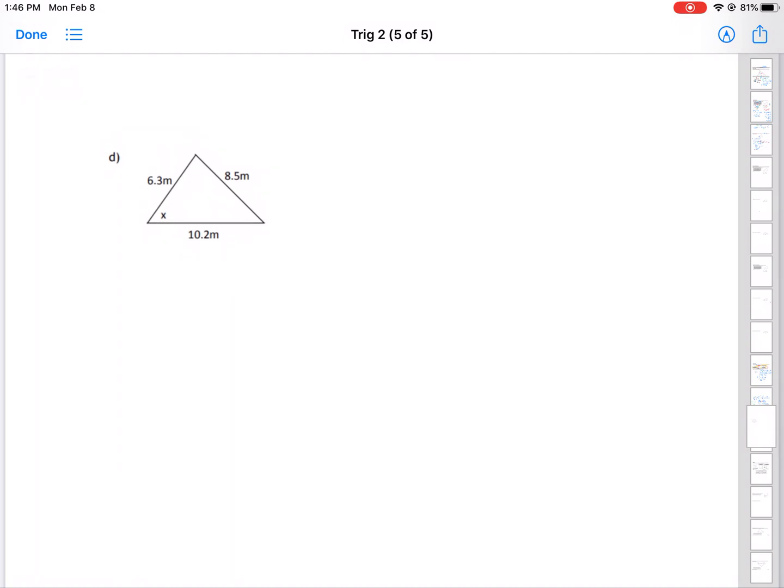Okay, the next one here, we have now got 3 sides of this triangle. Now we don't have another angle, therefore we can't use the sine rule because we need another angle to use the sine rule. Okay, so that's another way that you can remember it as well. But since we have all 3 sides, then we can use the cosine rule.